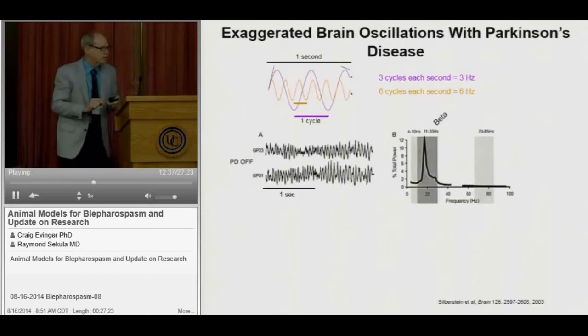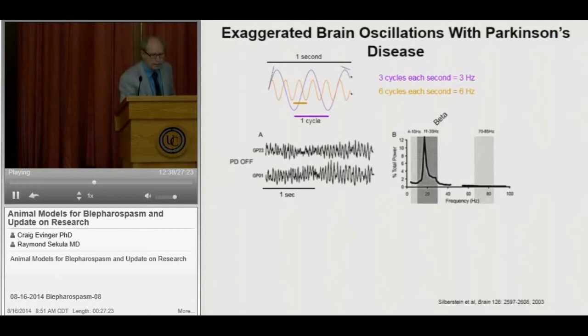So let's look here. This is a Parkinson's patient. Here's 1 second, and you can see these local field potentials going like this. The way we measure those, if you think about this wave right here, we'd say 1 cycle would be from trough to trough. And you can see that in this 1 second period, we had 3 complete waves. So we'd say these are going at 3 cycles per second, or 3 hertz.